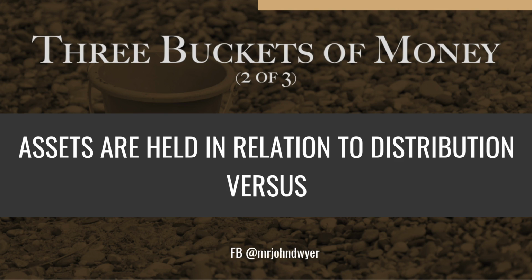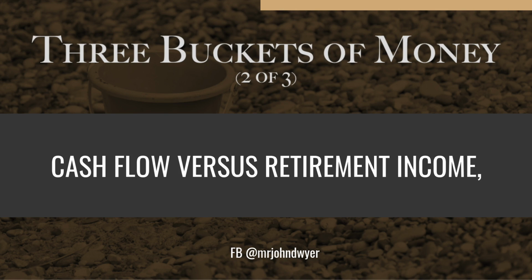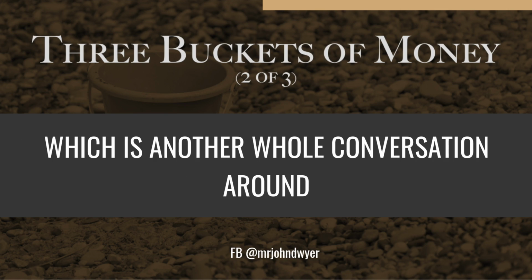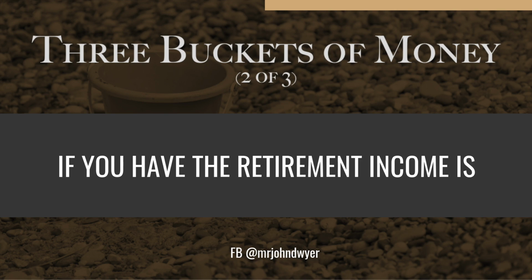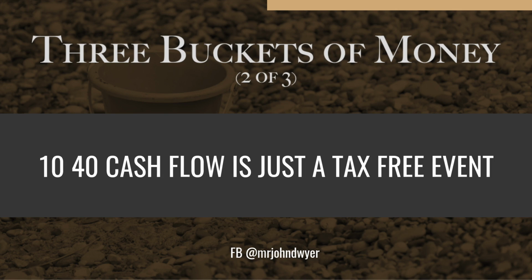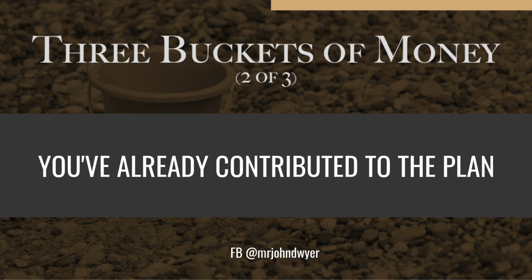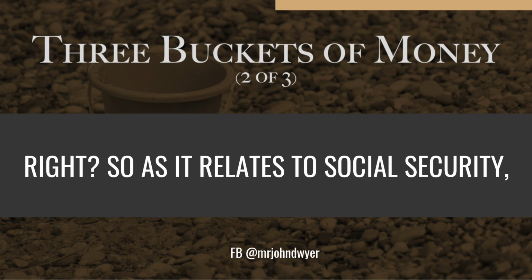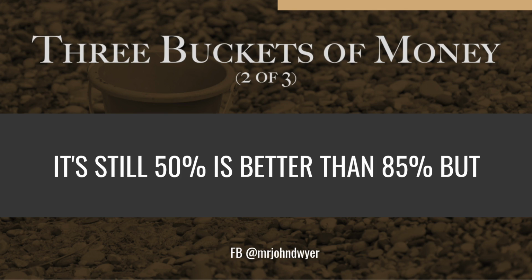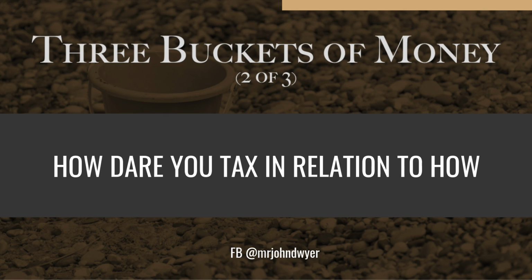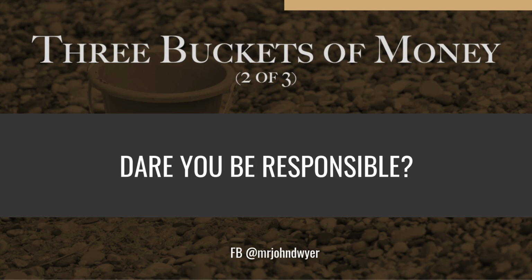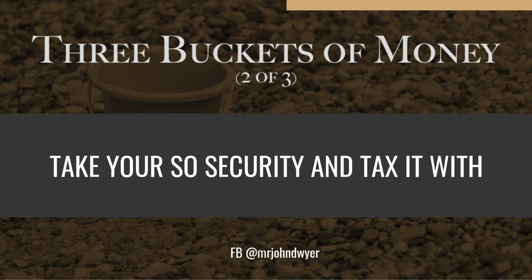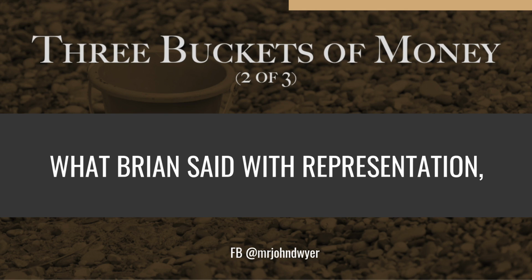In relation to distribution versus cash flow versus retirement income, which is another whole conversation, if you have the retirement income, it's going to show up on the 1040. The cash flow is just a tax-free event of money that you're going to distribute because you've already contributed to the plan up to your cost basis. So as it relates to Social Security, it's still a better deal. It's still 50% versus 85%, but it's still the how dare you tax: how dare you be responsible, how dare you save, and we're going to take your Social Security and tax it, with what Brian said, with representation.